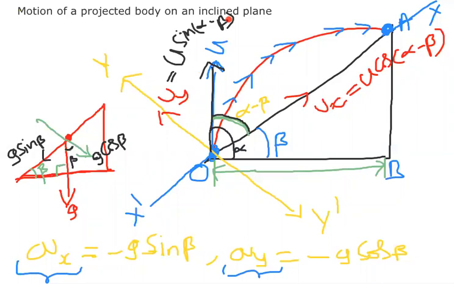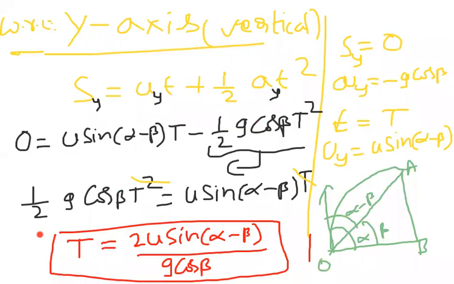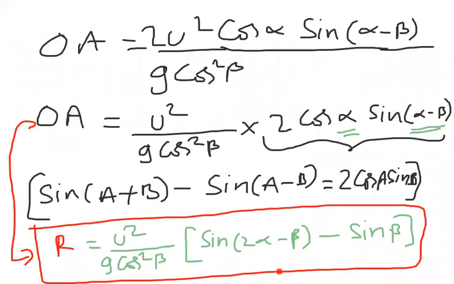Mainly in this projectile motion on an inclined plane, our first target is time of flight. We got this expression: time of flight is 2u sin of alpha minus beta by g cos beta. And one more expression is range. The range formula we got here is u square by g cos square beta into sine of 2 alpha minus beta minus sine beta. These are our targets for inclined planes. I hope you are clear with the targets we did from the inclined planes point of view.